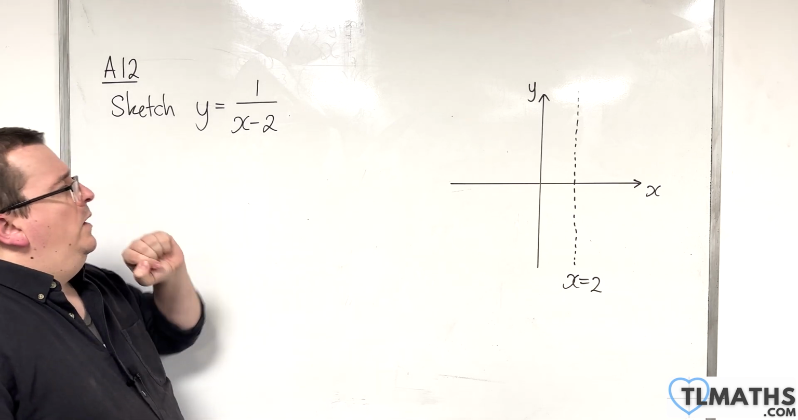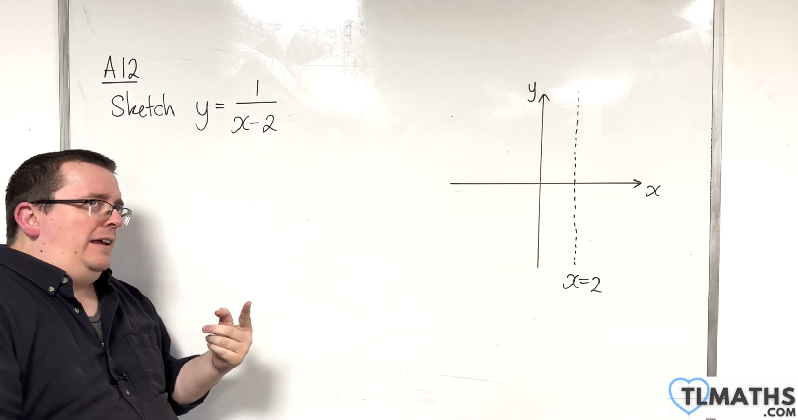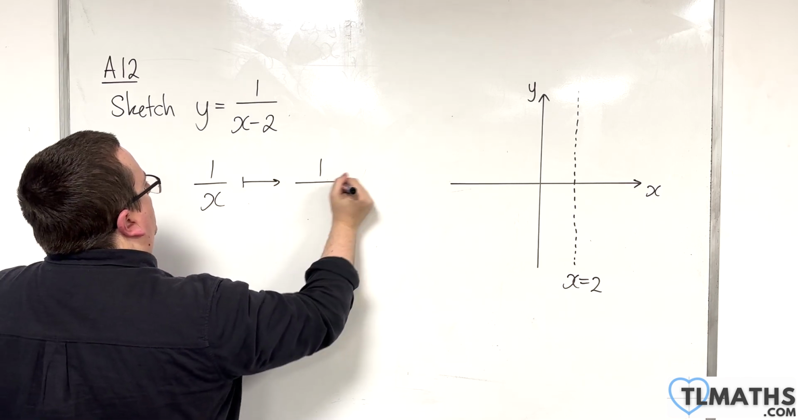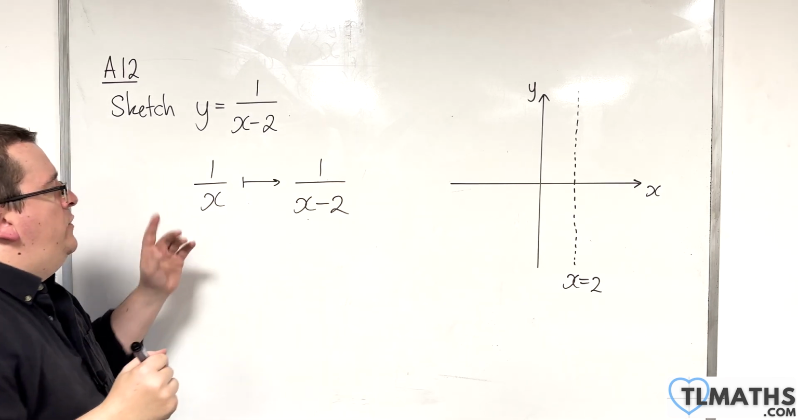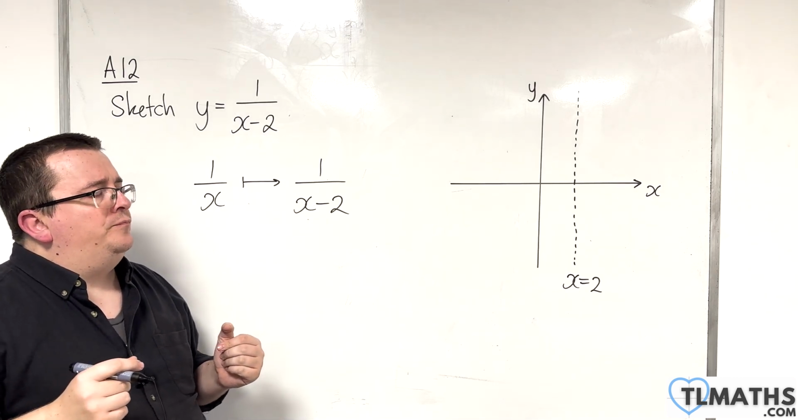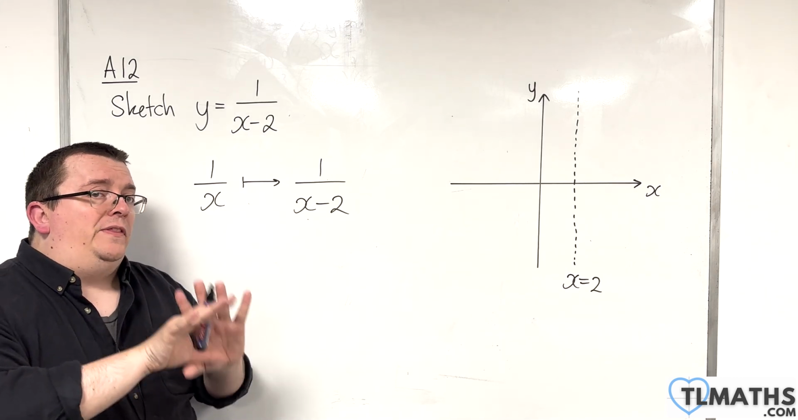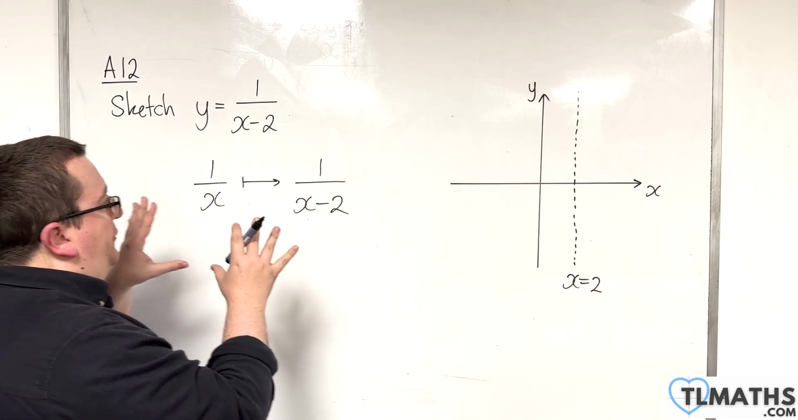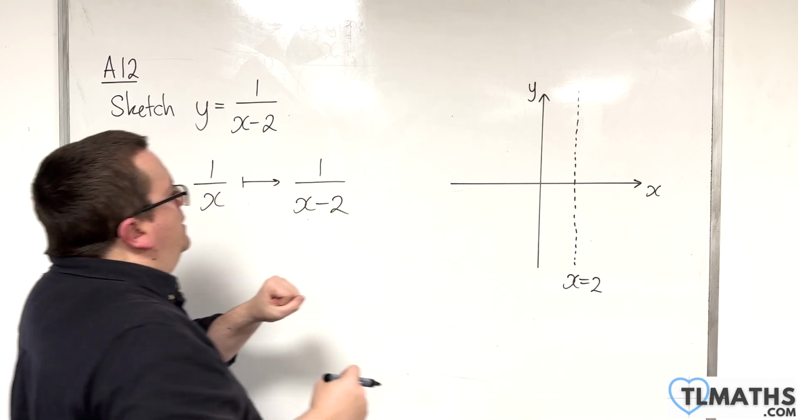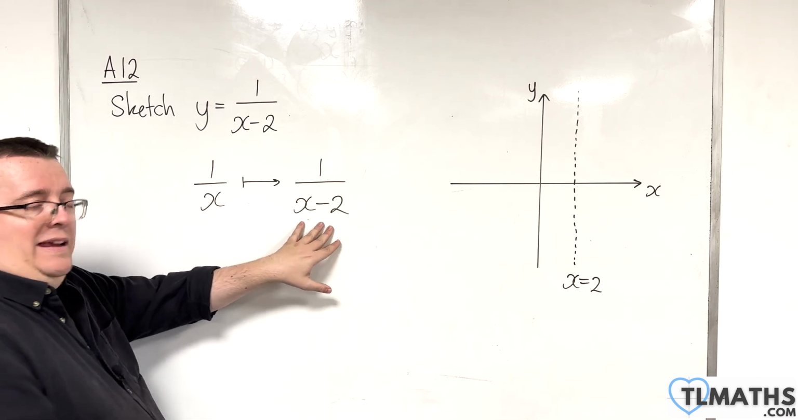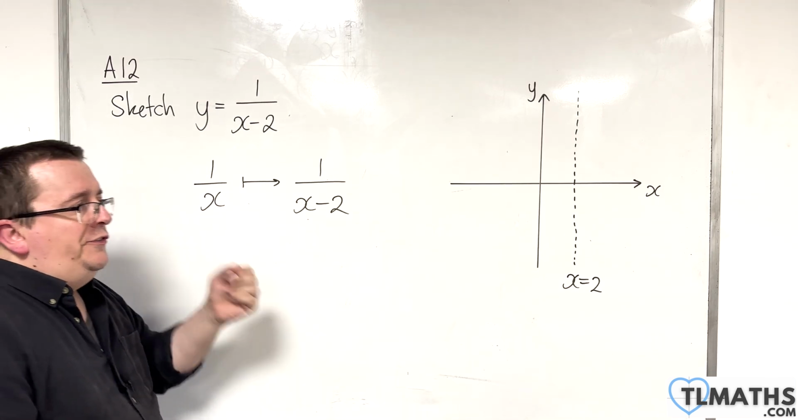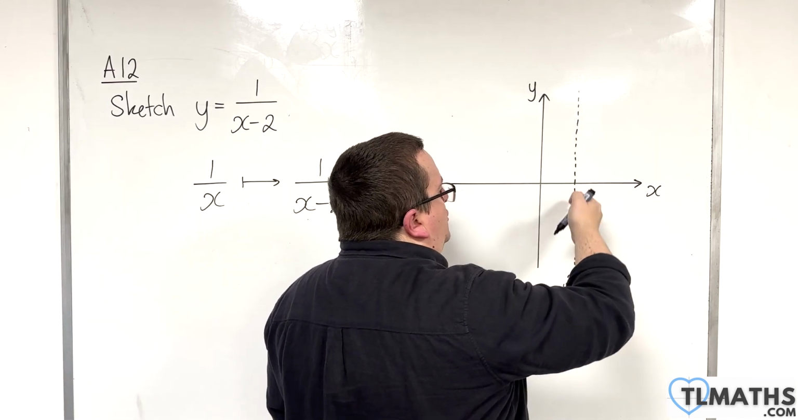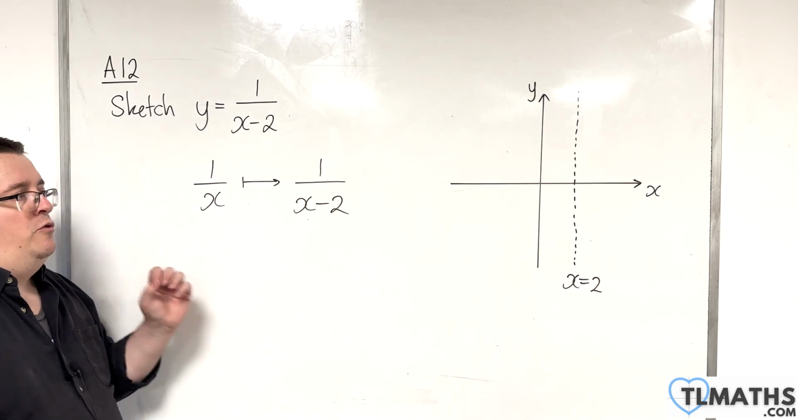Now, what does replacing the x in 1 over x with x take away 2 do to the graph? Well, what happens is that it translates the graph, so it picks it up and moves it 2 units to the right. Okay, so it's 2 units to the right when it's x take away 2. And you can see that by the fact that we had a vertical asymptote x equals 0, and it has moved 2 units to the right from the previous example.